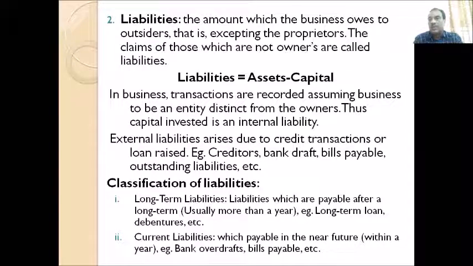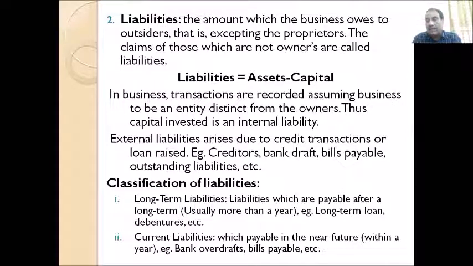So in the accounting equation, liabilities equals assets minus capital. In business, transactions are recorded assuming the business to be an entity distinct from the owner. Thus, capital invested is an internal liability. When we go for a business, we consider the business a separate entity and the owner a separate entity, and the records are maintained accordingly. So capital invested is an internal liability because an owner has his claim on the capital invested.